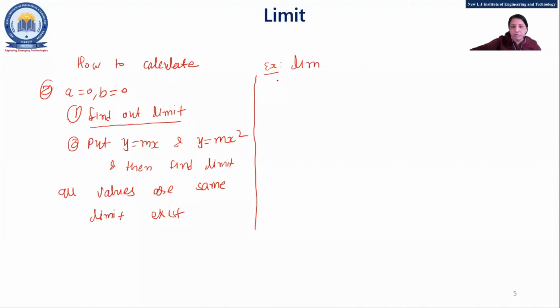Limit, see, the two points (x, y) are approaching (0, 0). Both a and b are 0. My expression is x minus y upon x plus y. So what will you do first? The first step is to apply the first rule, that means calculate the limit, in both ways, right? First I'll take limit x tends to 0, then limit y tends to 0, of x minus y upon x plus y. Now what will I get here?